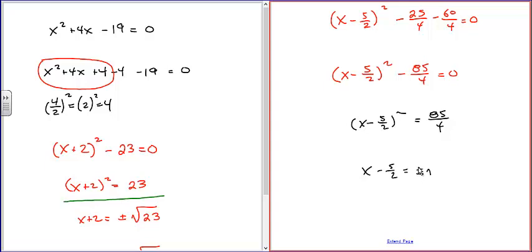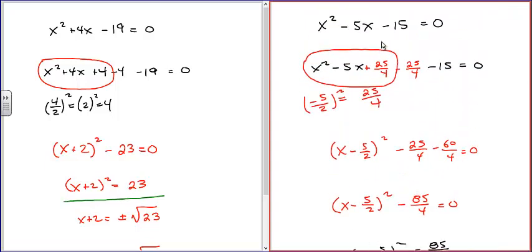And so I get plus or minus the square root of 85/4, or plus or minus the square root of 85 divided by 2. And then my zeros would be, if I add 5 halves to both sides, I'd get 5 halves plus or minus the square root of 85 all divided by 2. So that's how you handle odd numbers.